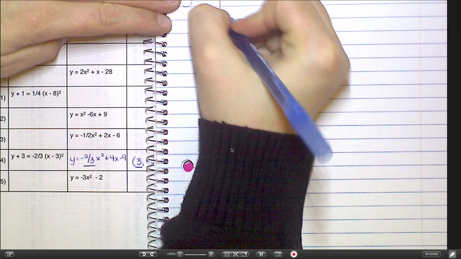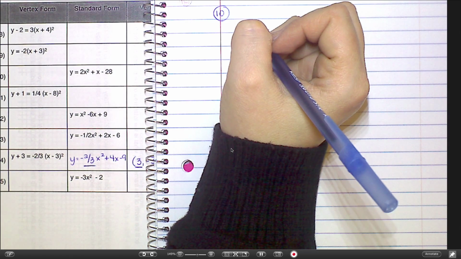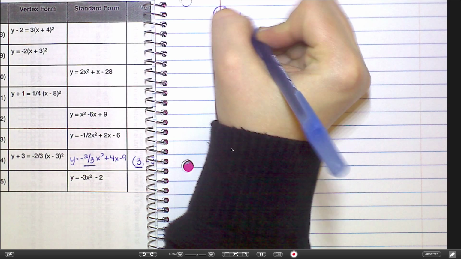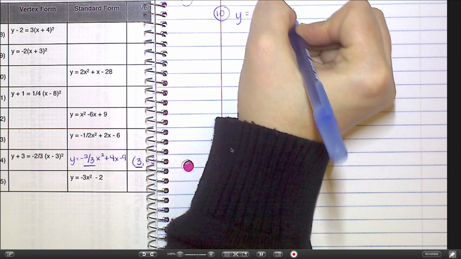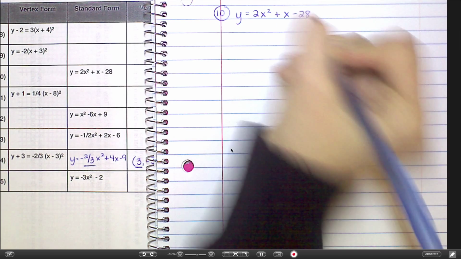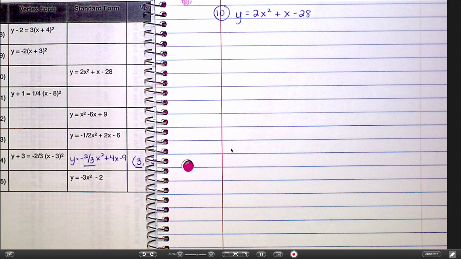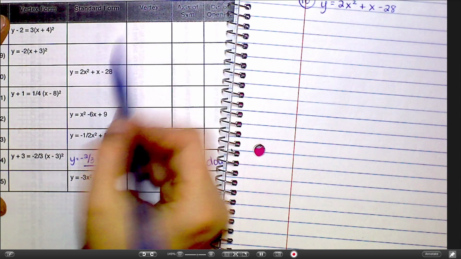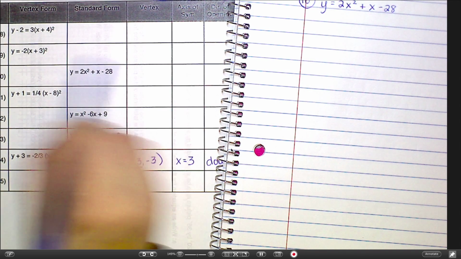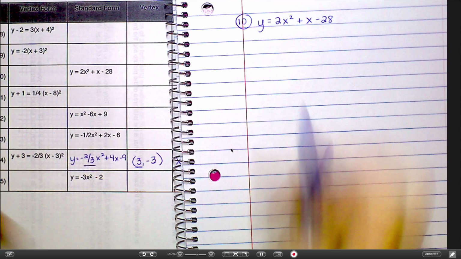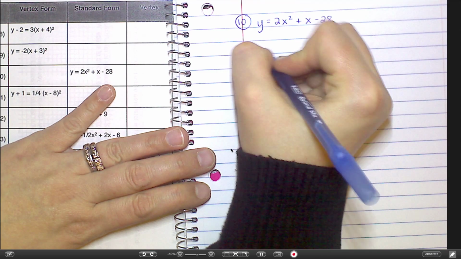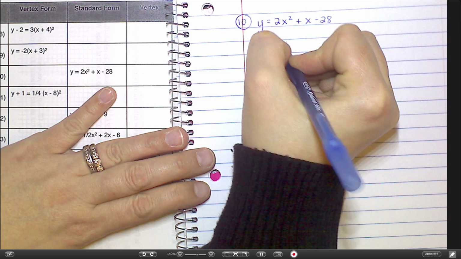Okay, so number 10 gives us, where are we? Y equals 2x squared plus x minus 28. So how do we get it to vertex form? We're actually going to have to find the vertex first and then go back and plug it into vertex form. Okay, so to find the vertex, we're going to use our method for h and k.